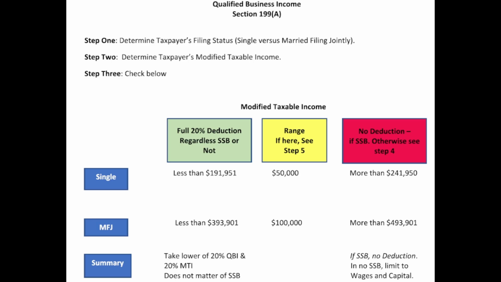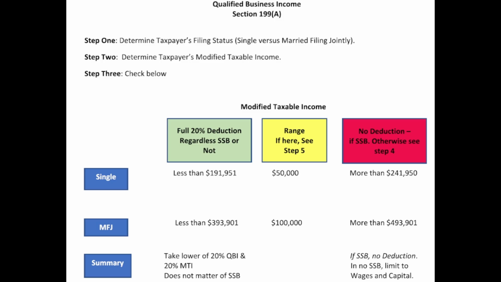If we look to the right of it, we have less than $191,951 for single. We have a $50,000 range within the phase-out amount, and then if we made more than $241,950, now we have a separate test. Same thing for married filing jointly: what we do is we double single. So if single was $191,951, now we're going to double that. It's going to be $393,901.